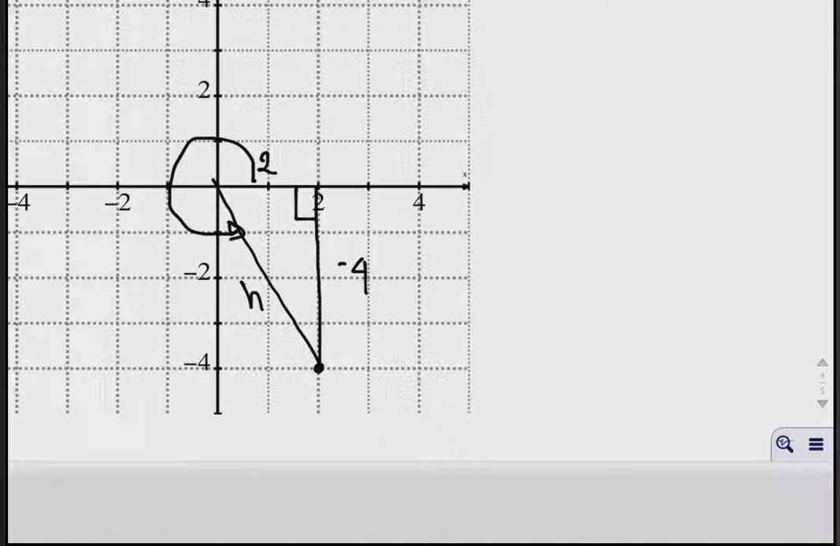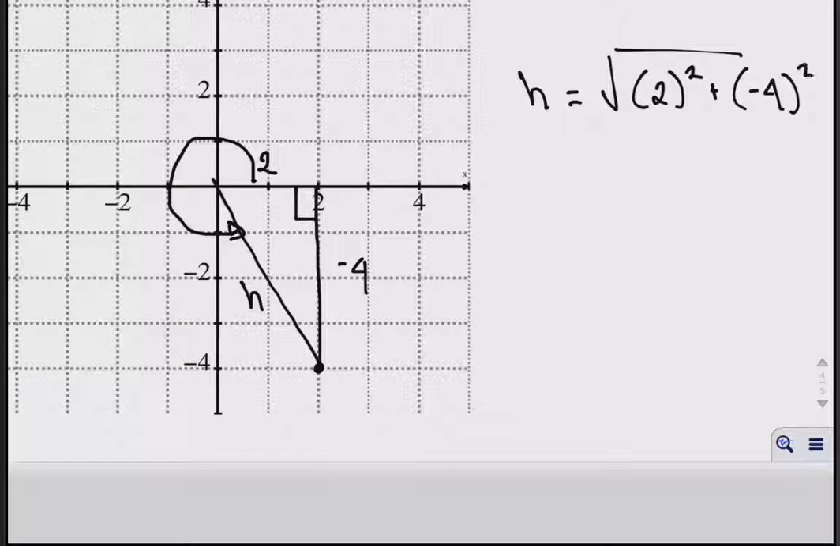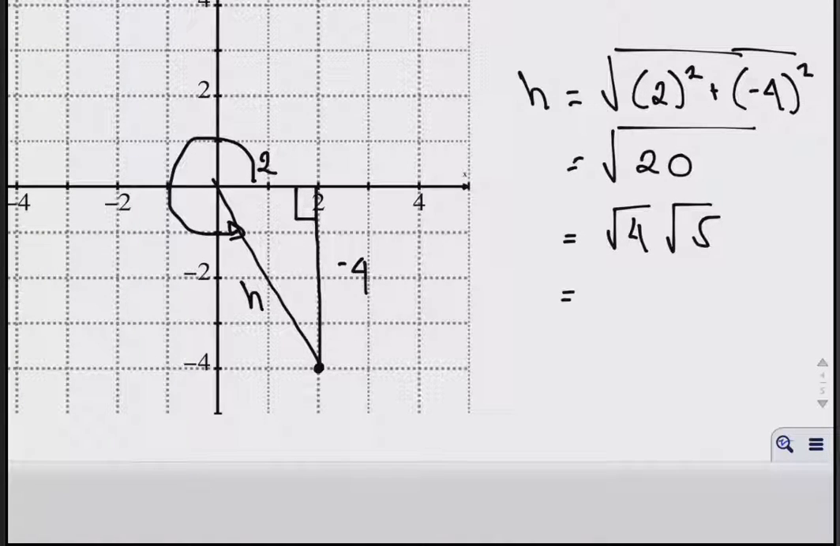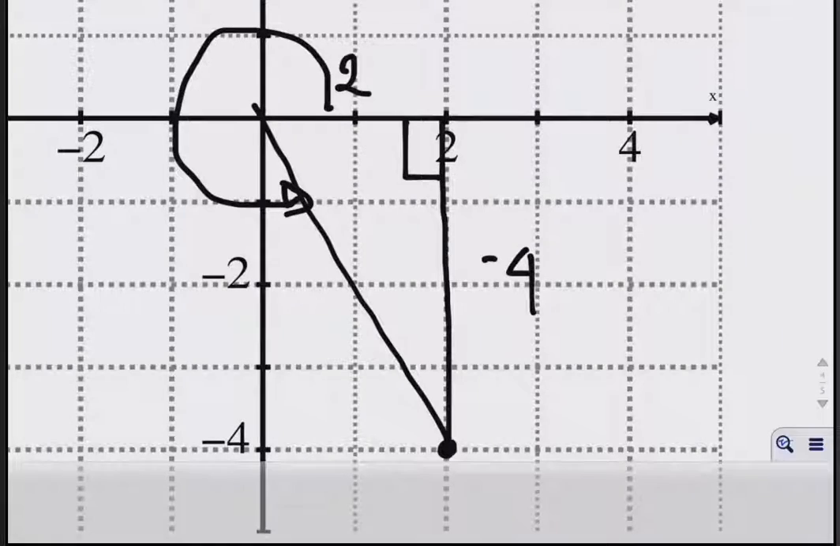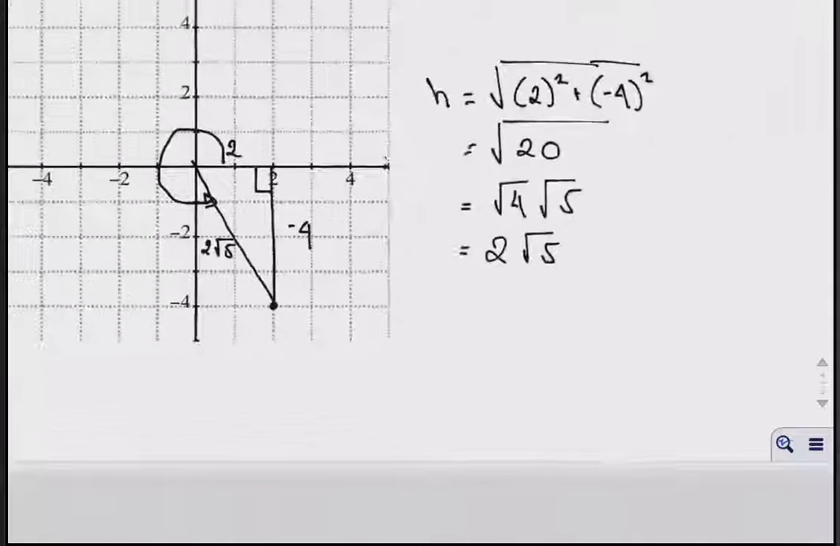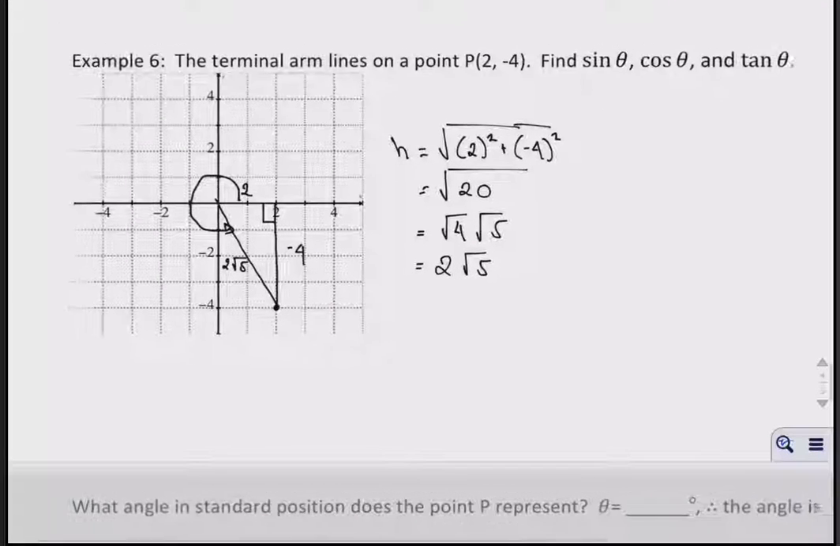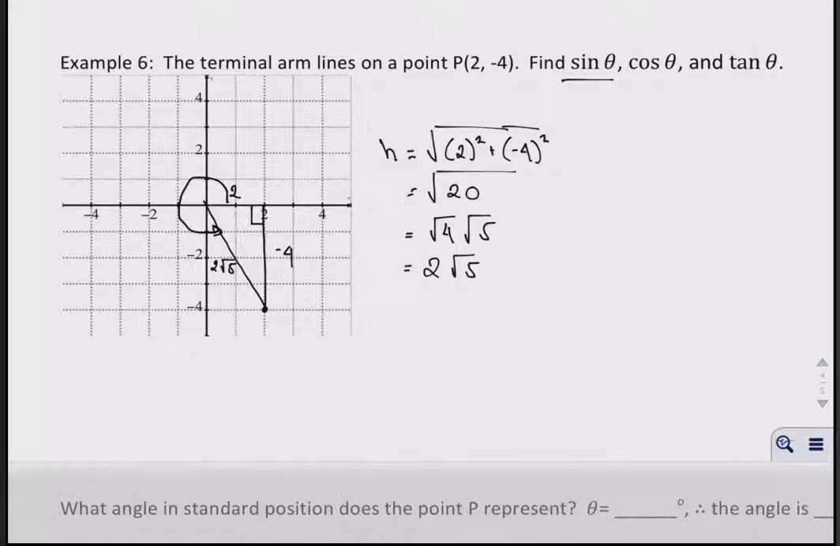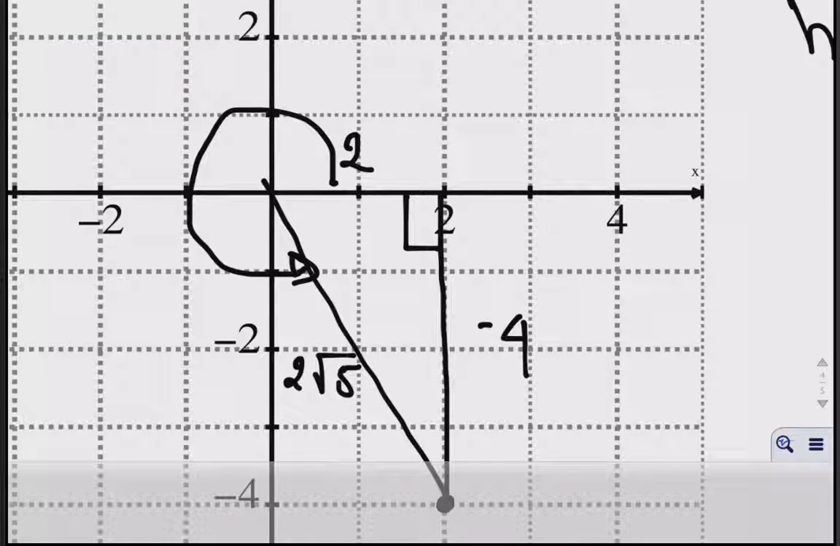I can use Pythagorean theorem to find my hypotenuse. I know that h is equal to the square root of 2 squared plus -4 squared, which gives me the square root of 20, which if I simplify, I get √4 times √5, which is just 2 √5. And that is my hypotenuse. So my hypotenuse is 2 √5. Let's look now at sine. When determining the value, we have to look at our reference angle, the one that it makes with the positive x-axis. So in this case, let's call this alpha.